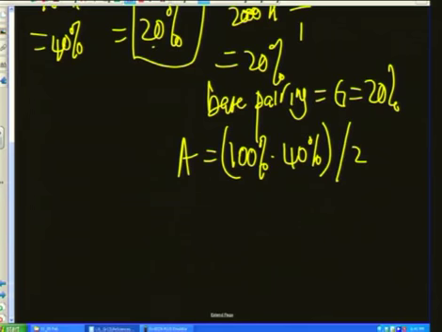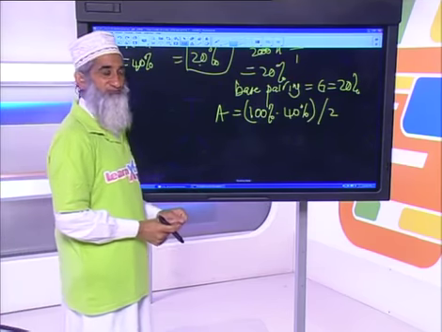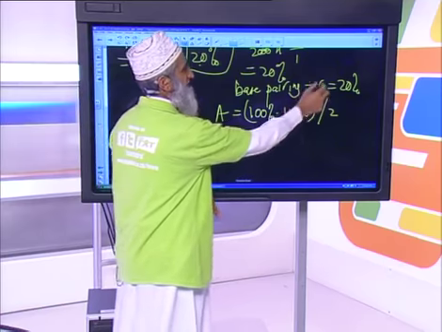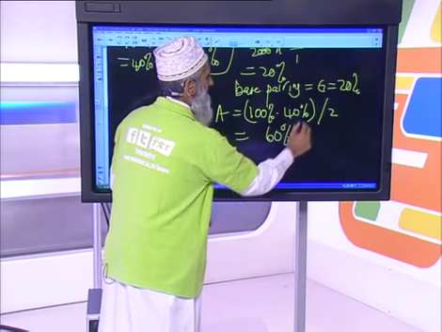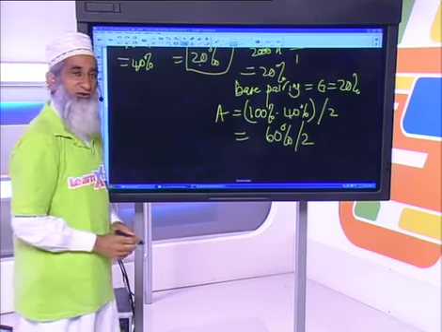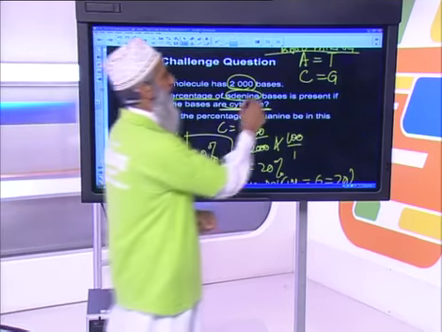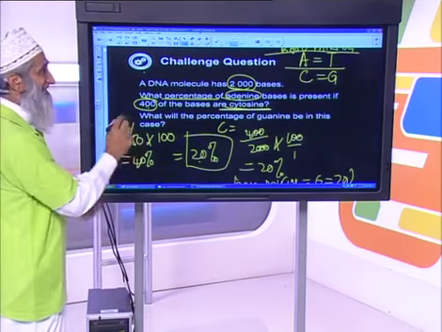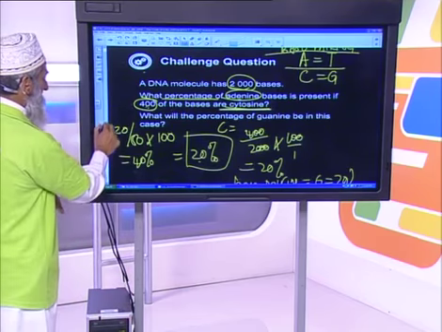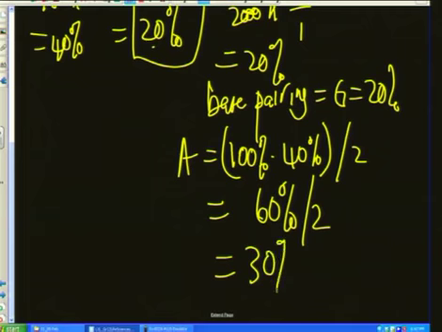Hey, what the hell, man? This is life science. Why are we doing some heavy maths here? Let's understand what we're saying here. 100 minus 40, we're getting rid of that. It's equal to 60%, obviously, isn't it? Why are we dividing that by 2? Because we have 2 more nitrogenous bases to account for, and that is adenine and thymine. And they are also equal. So we divide it by 2, and therefore the answer is 30% is adenine.